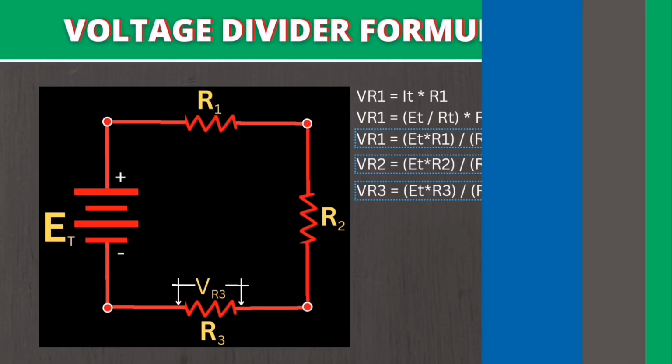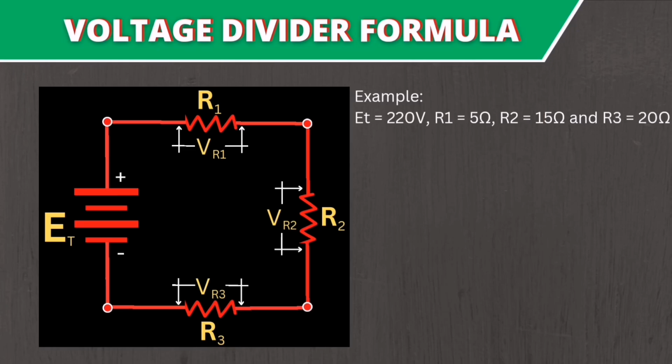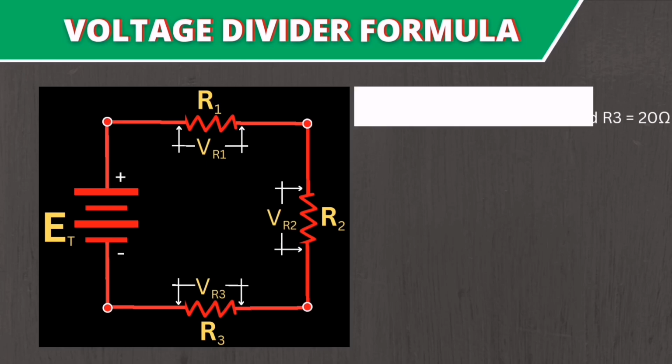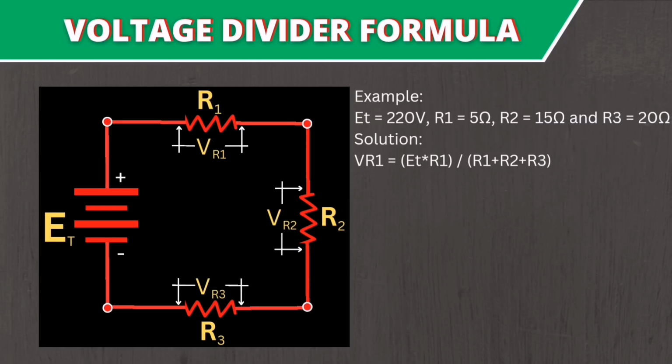For example, guys, using the circuit given with the following values. E sub t is equal to 220 volts. R1 is 5 ohms. R2 is 15 ohms. R3 is 20 ohms. Solve for the voltage drop across the resistors. The solution. VR1 is equal to E sub t times R1 all over R1 plus R2 plus R3. Substituting the values, VR1 is equal to 220 times 5 all over 40, which will result in 27.5 volts.